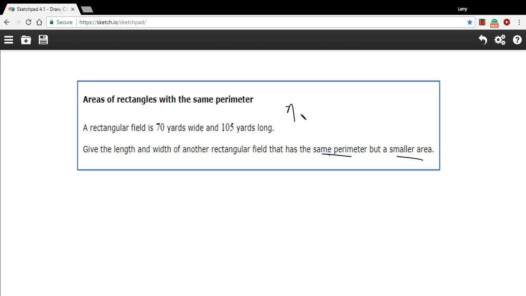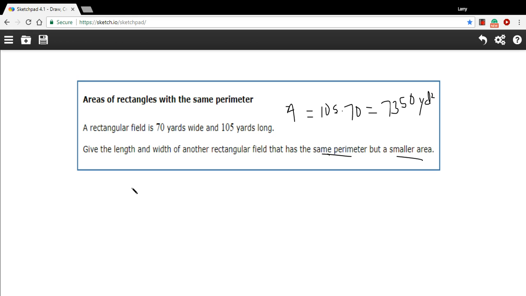So this one is 70 yards wide and 105 yards long. So this is 105 times 70. And I'll punch that in my calculator. That is 7,350. And these are square yards now because this is area. Okay, so we want to find a rectangle that's got the same perimeter, but an area smaller than that.